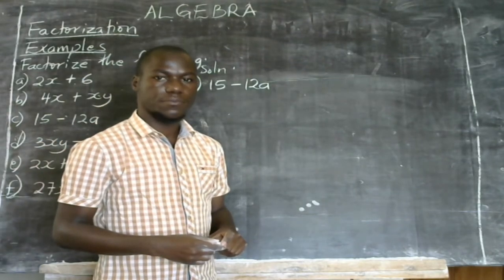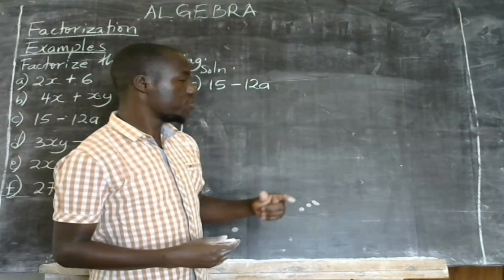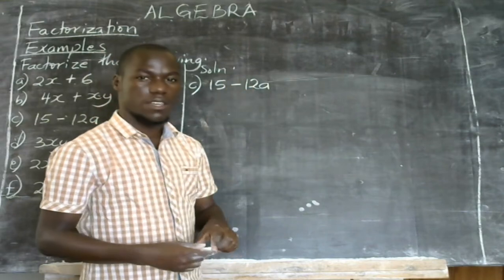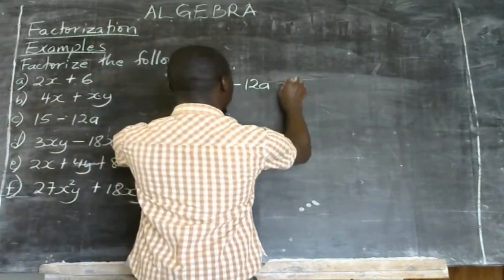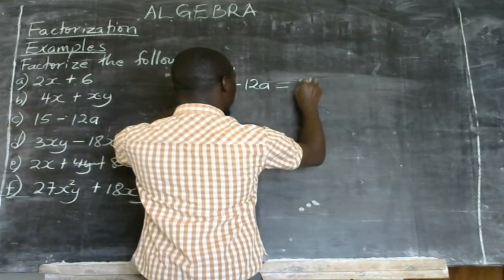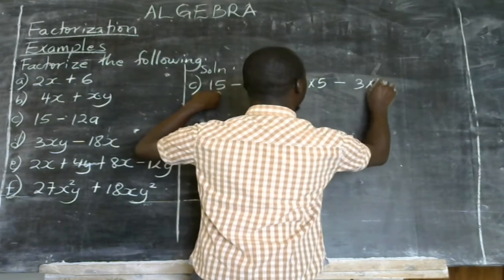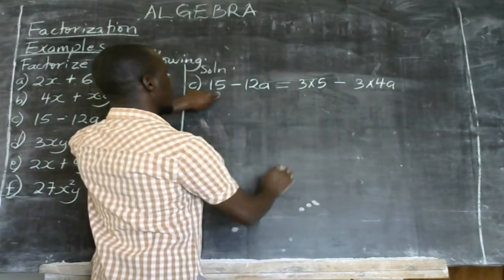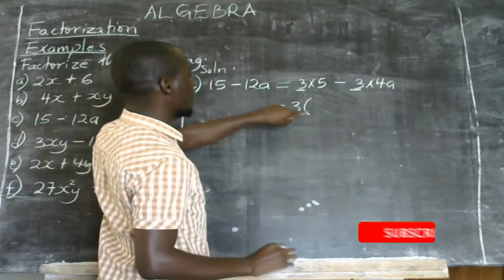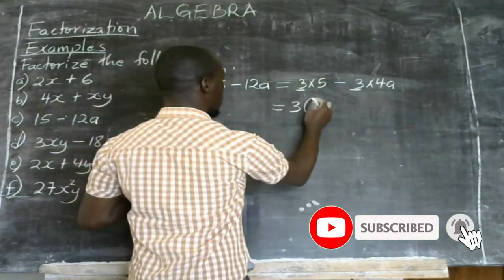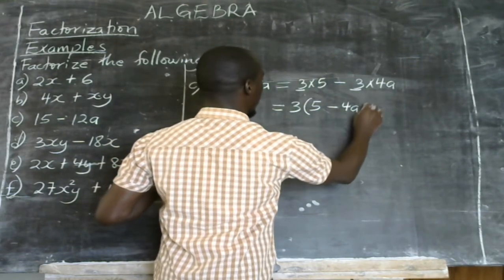Our part C, 15 minus 12a. When you look at 15 and the 12, there is a factor of 3 which is there. So this one here, some person can write 3 times 5 minus 3 times 4a. The 3 is the common factor, so I pull it out, then create a bracket. When I remove it there, here I'll be left with a 5, and then there I'll be left with a minus 4a.